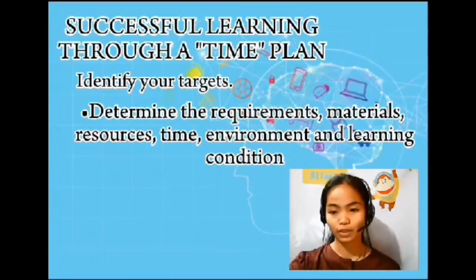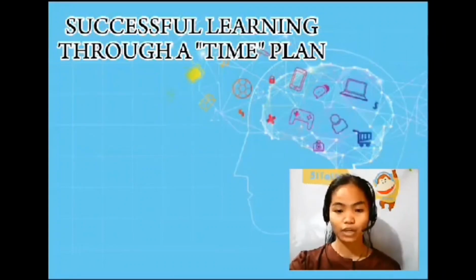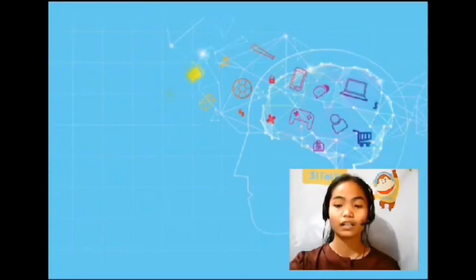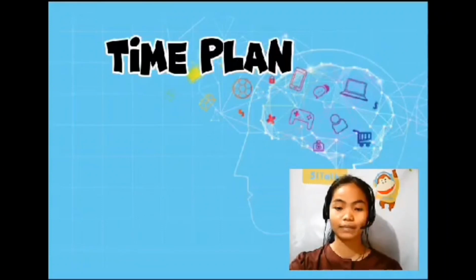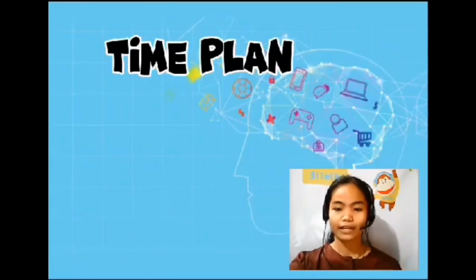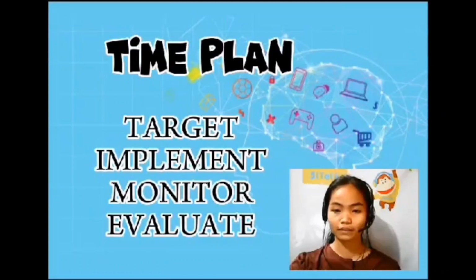So in the evaluation stage, you reflect and determine whether you have met your targets, then determine if there is need to change or rework on the strategies for better achievement of your learning tasks. So the learning processes can be interpreted into 4 steps called the time plan. So we have here the four parts of time plan: the target, implement, monitor, and evaluate.